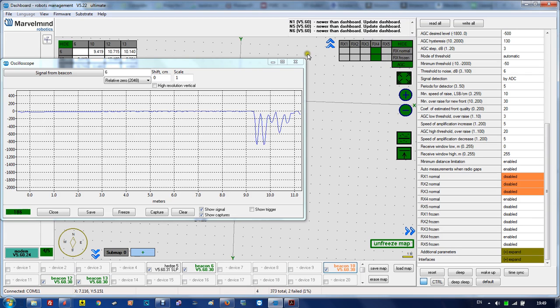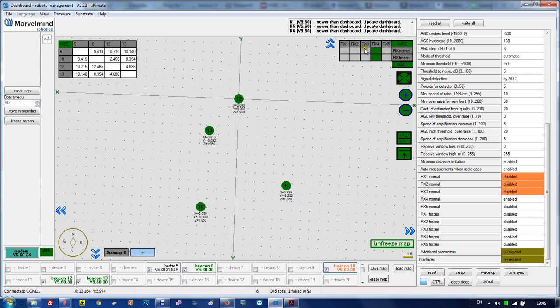And there's a difference between RX normal and RX frozen. Sometimes it's important to set this. RX normal mode means when you set up the map, and RX frozen is when the map is already frozen. For example, beacon 10.